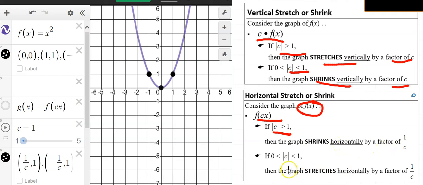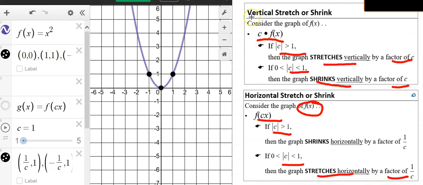But now, what if c is under 1? So again, I'm supposed to say if absolute value of c is between 0 and 1. So in English, or with fewer words, if c is a fraction under 1, okay? So if c is under 1, then we're going to have a horizontal stretch by a factor of 1 over c. See, I told you, sometimes I get confused.